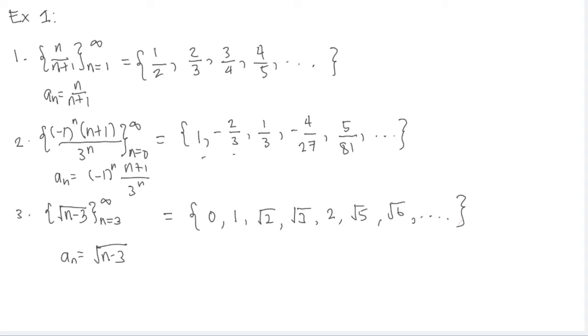Of course, we need to identify in what particular value we are going to start. And usually it's indicated by the subscript n equals. So for number 1, it's n equals 1. For number 2, it's n equals 0. For number 3, it's n equals 3. But if there is no subscript indicated, then automatically we agree that it starts with n equals 1.